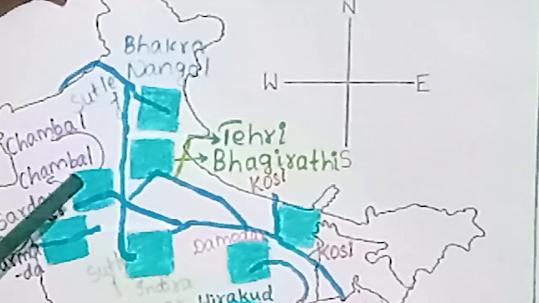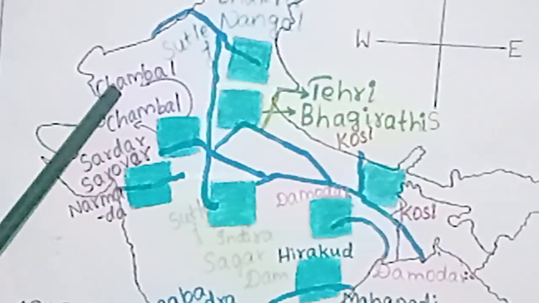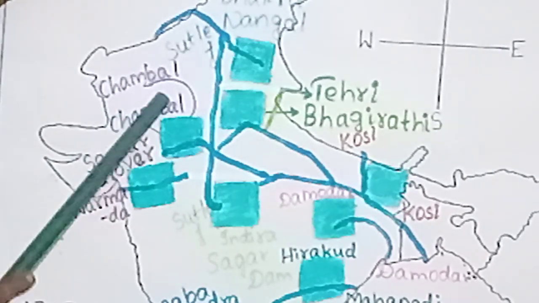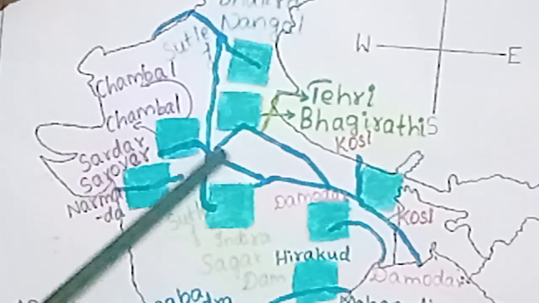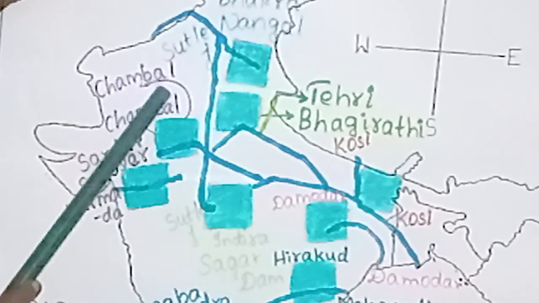Then the next one is Chambal Dam. This dam is built across the river Chambal. The Chambal river is also one of the tributaries of Ganga.